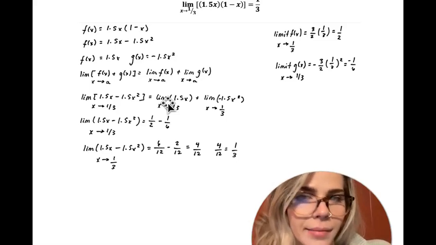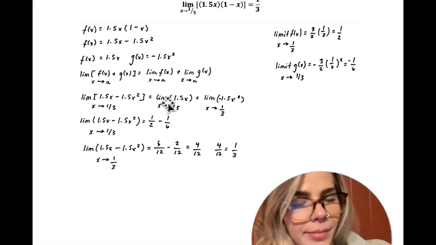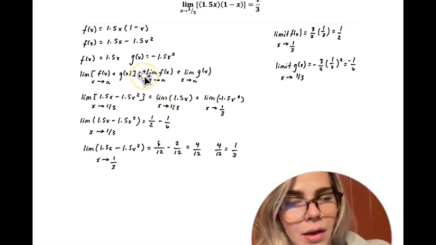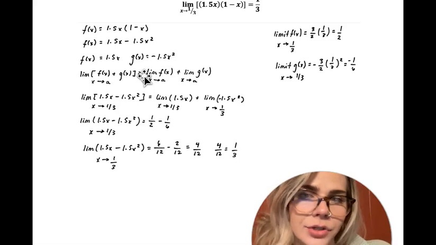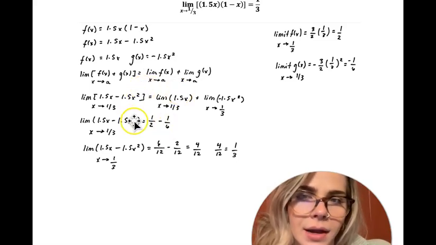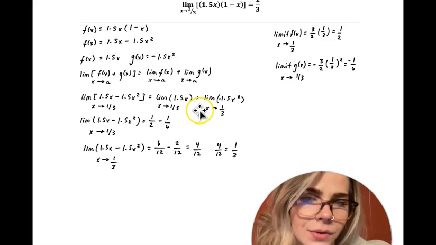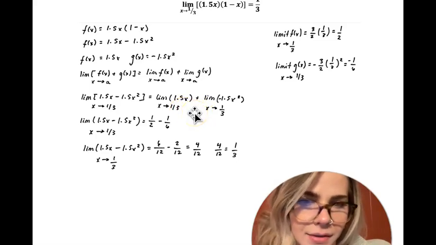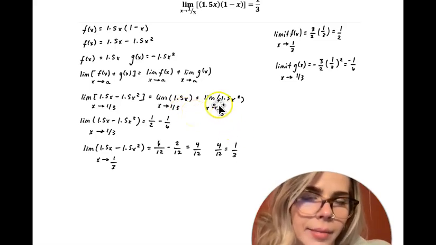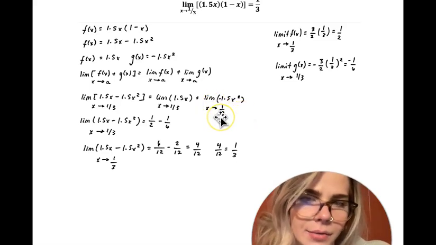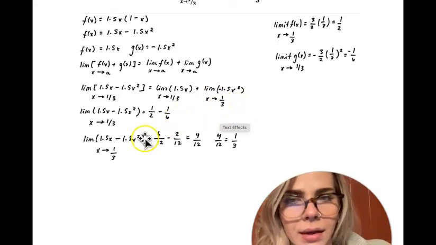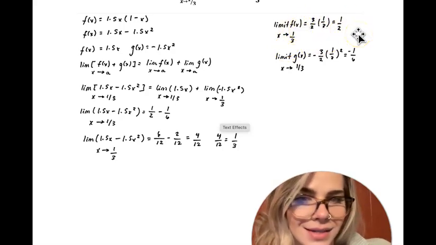So we know that the limit of additive functions, when we are summing two functions and taking the limit, we can break that down into the limit of the first function plus the limit of the second function. So I broke those down here into the limit of 1.5x as x approaches 1 over 3, and the limit of negative 1.5x squared as x approaches 1 over 3. And the limit of 1.5x is the same thing, we can just plug and chug.